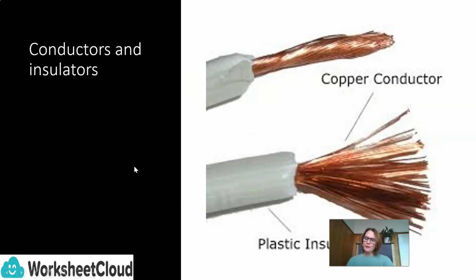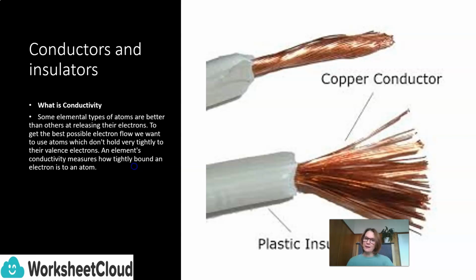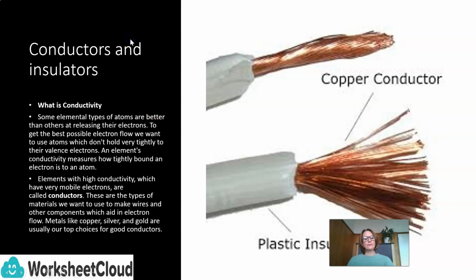Let's take a brief look at conductors and insulators. So, what is conductivity? It's when some elemental types of atoms are better than others at releasing their electrons. To get the best possible electron flow, we want to use atoms which don't hold very tightly to their valence electrons. An element's conductivity measures how tightly bound an electron is to an atom.